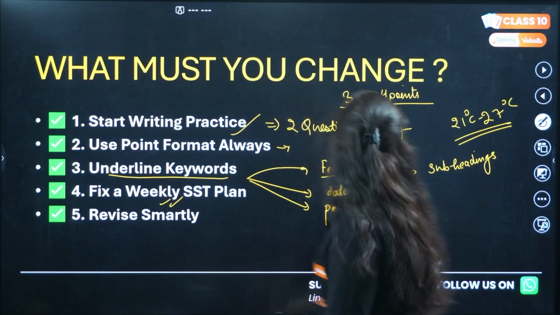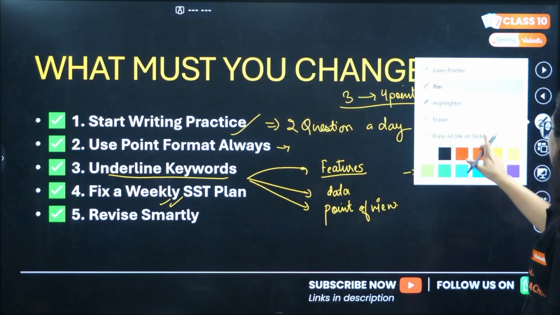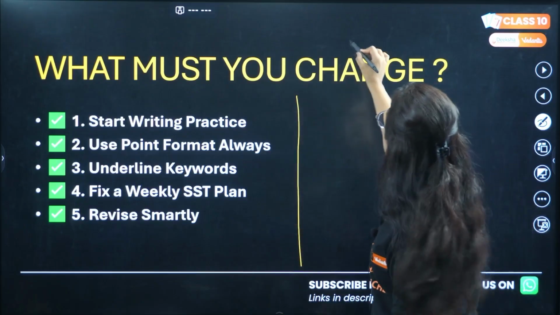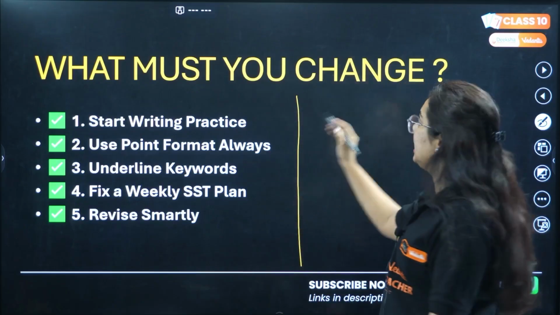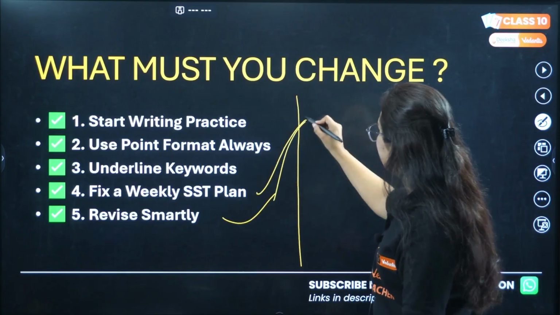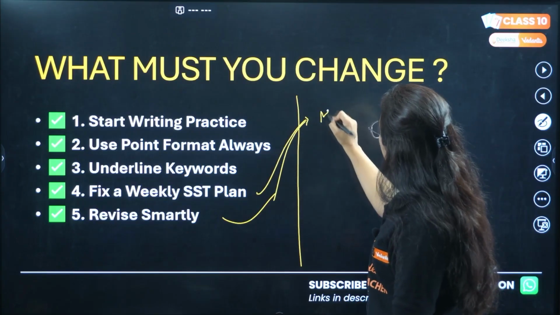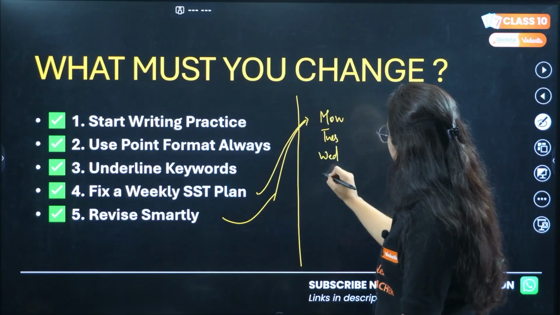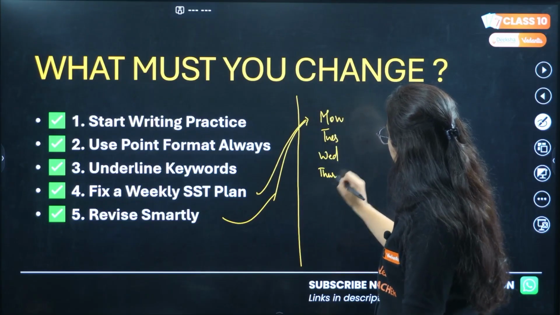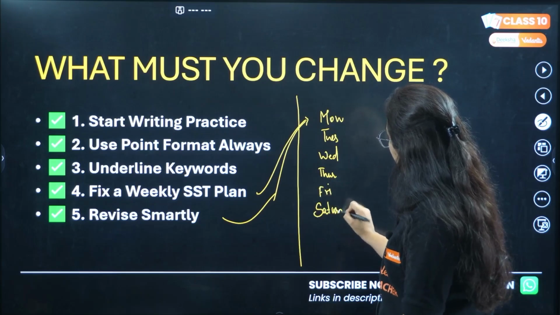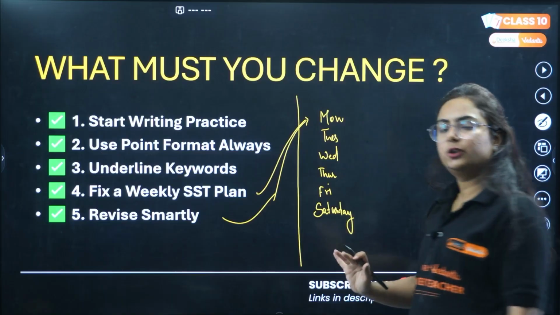Fix a weekly SST plan by yourself. This is very, very important. What you have to do is, as I told you in the starting, just half an hour of study in SST can work out. Then we will mix these two points very nicely. See, you have Monday, Tuesday, Wednesday, then Thursday, Friday, Saturday. I'm leaving your Sunday to chill.